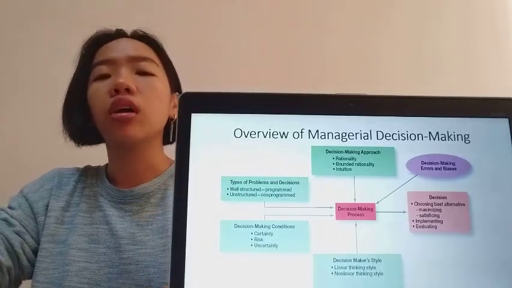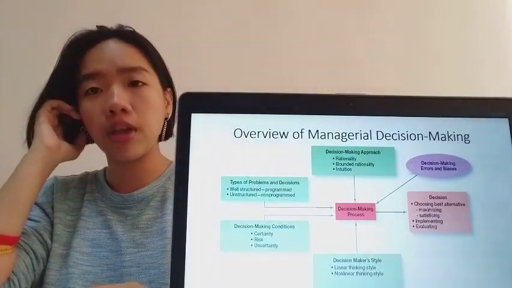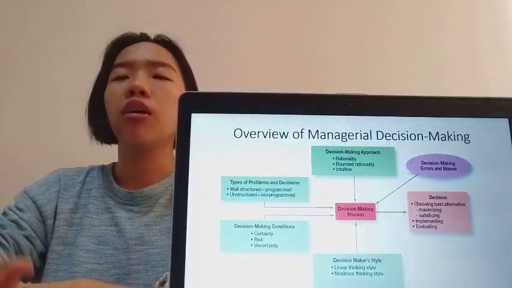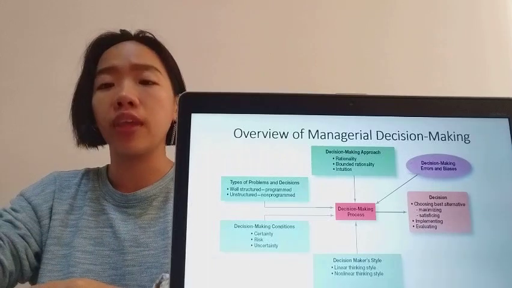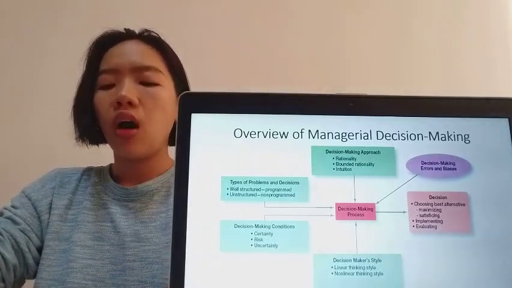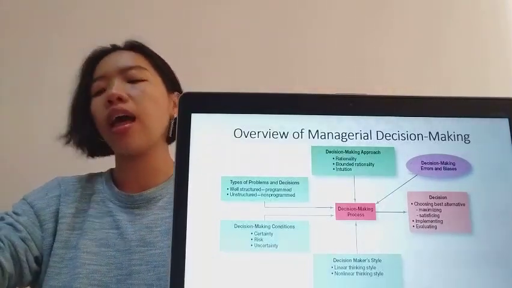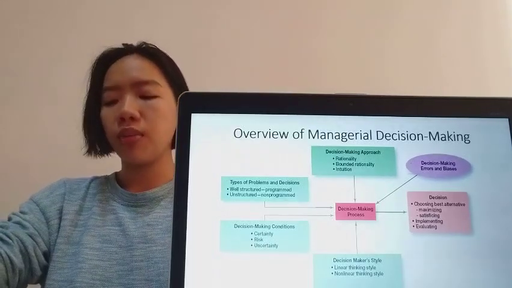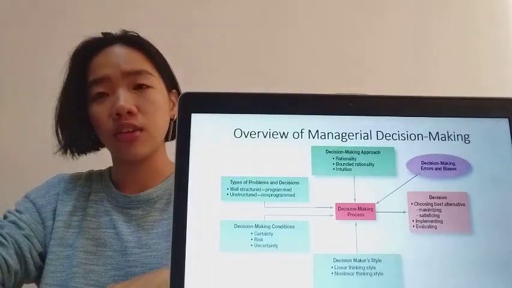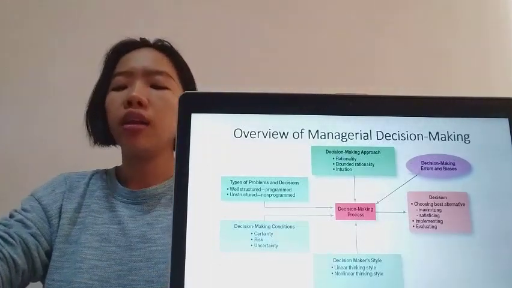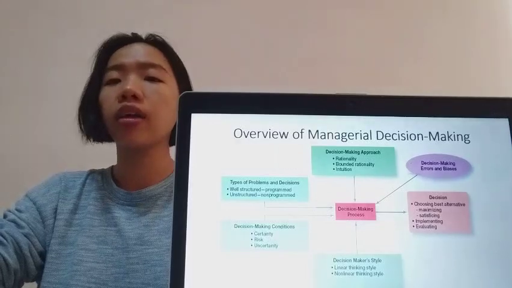To conclude this part, a manager can choose to make a decision based on logical thinking or their feelings. It's not a wrong or right way, they just have different ways of thinking. All decision-making processes will be affected by the four factors I have mentioned: decision-making approach, types of problems, decision-making conditions, and decision-making style. In addition, certain decision-making bias and errors can also impact the process.